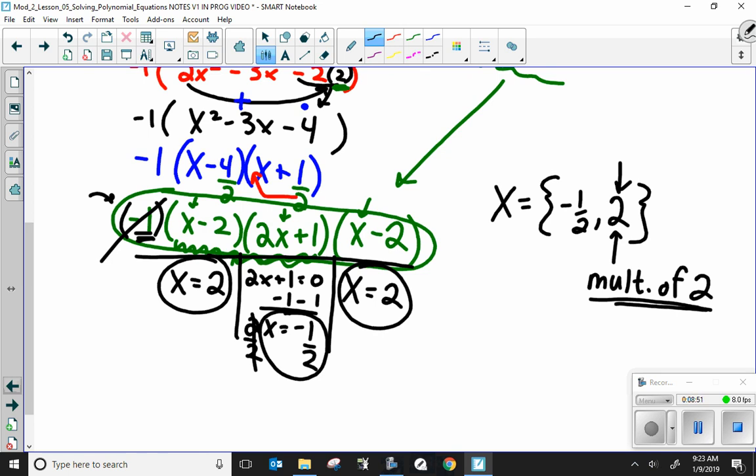Remember, wasn't this cubic? Wasn't it a degree of 3? It was, so I should technically have 3 answers. I have -1/2, and then I have 2 that happens twice, all right? Not too bad. And this all starts with synthetic division. So I can divide out factors until I have something that is factorable, because we started out with something that was not factorable. Okay?